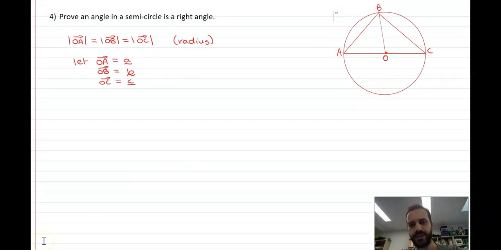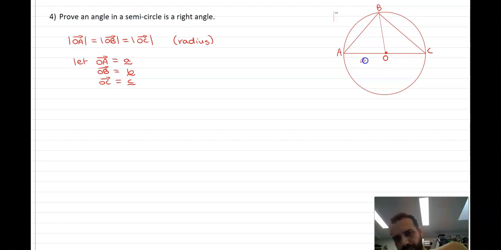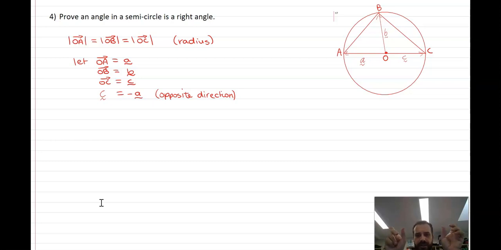Important. So this next little bit is just labeling things up. Let vector OA equal A. Let vector OB equal B. Let vector OC equal C. And all of those vectors are obviously OA, OB, OC, so they're all moving in that direction. Now it's important to understand the relationship between vector C and vector A. Vector C equals negative vector A because they're the same magnitude and they're going in exactly opposite directions. One's going west, one's going east. So C equals negative A.